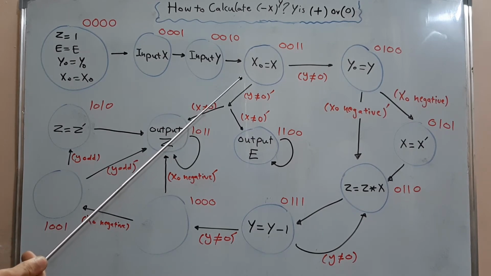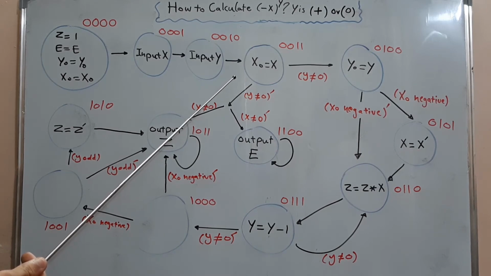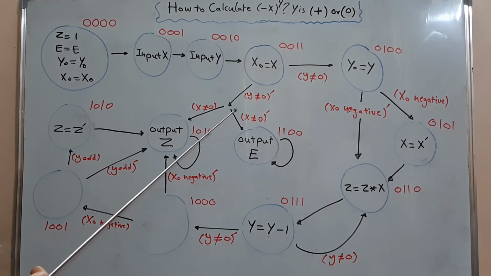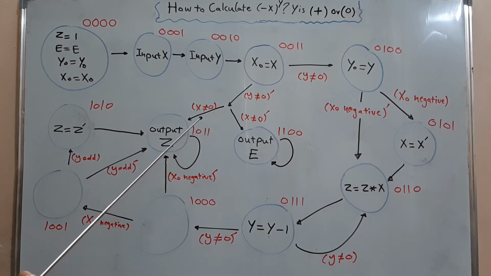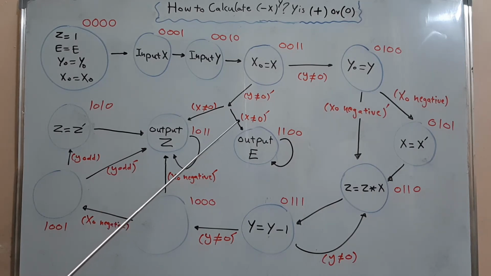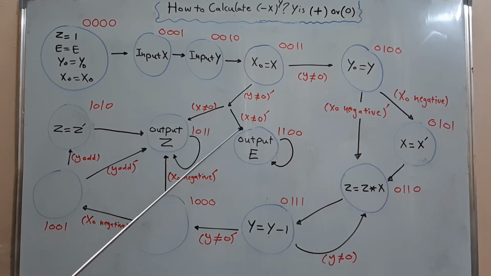After that step, the computer system will test whether y is not equal to 0 or not. If y is not equal to 0 inversed, then the system will test whether xo is not equal to 0 or not. If it's not equal to 0, then there will be the output of z. If it's inversed, then there will be the output of e. And e means error, because if both y and x are 0, then the result is error.